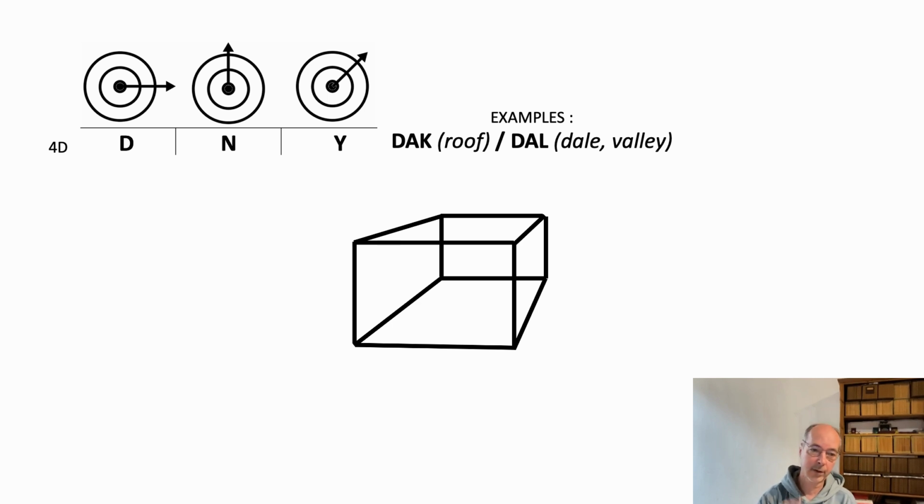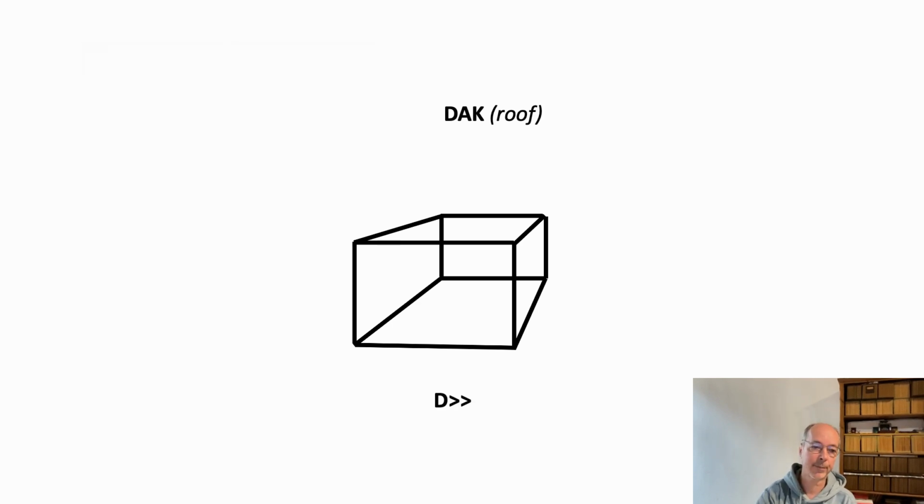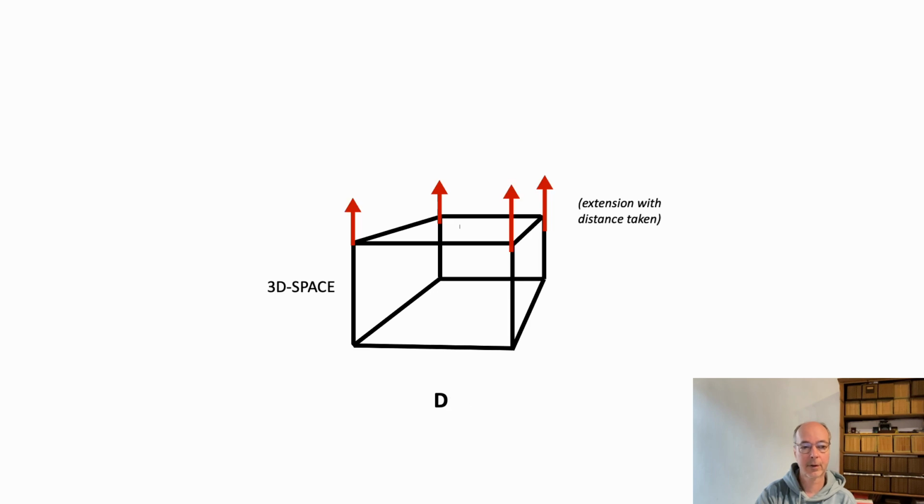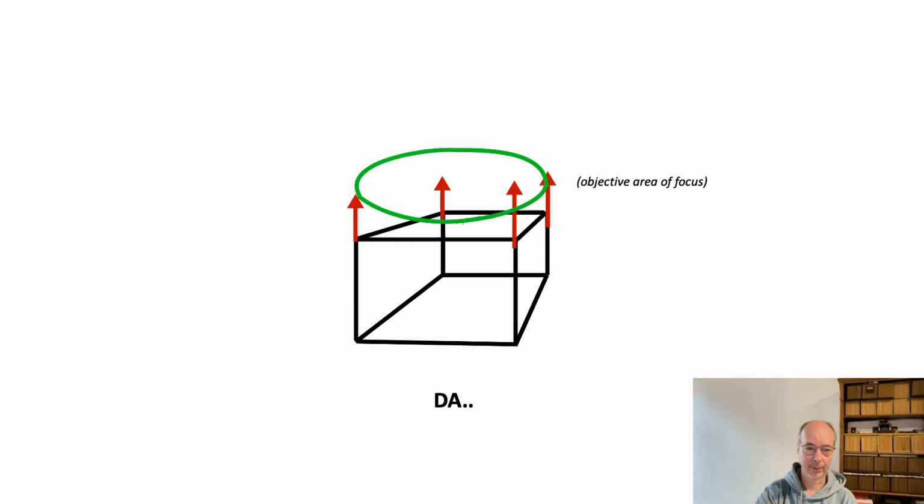So this is the 3-dimensional space. There we start from, and there will start the D form. This is the letter in the 4th level, and I will try to find the word dak, or roof. So of course I will make a distance. It's a full space that there's a distance from. So I'll take the 4 squares and I will make a distance from the normal space, an extension with a distance being taken. And there we'll find A, or the next objective area of focus.